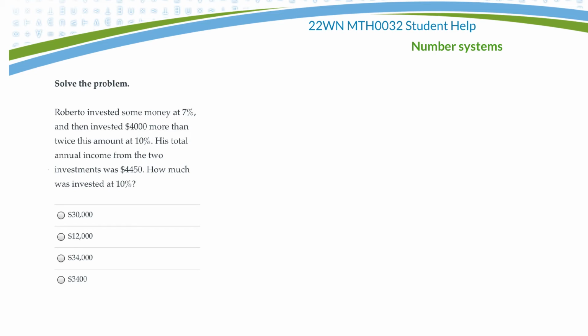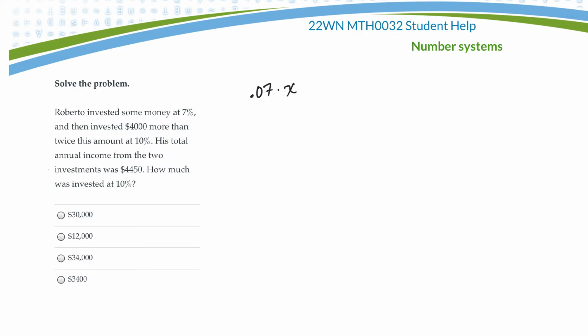All right, here's a good question. It says Roberto, let's say it properly, invested some money at 7%. How much money? It doesn't say. So let's call it X. So at 7%, he invested X amount of money.